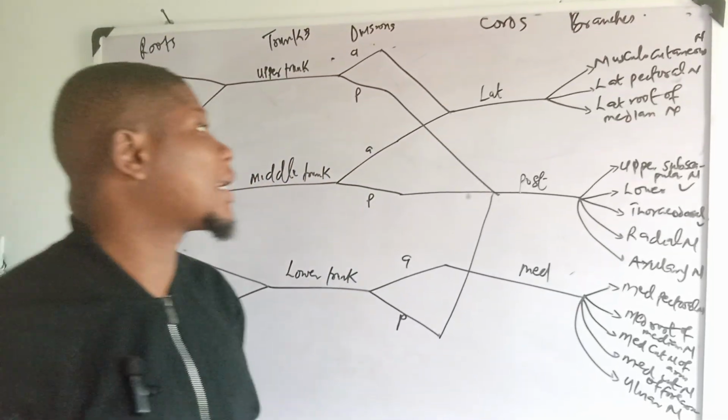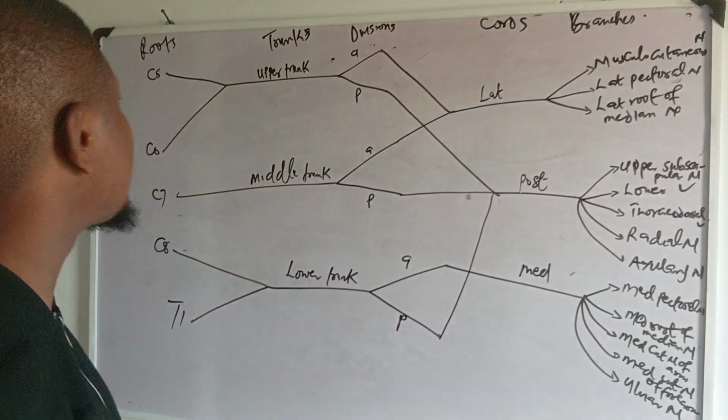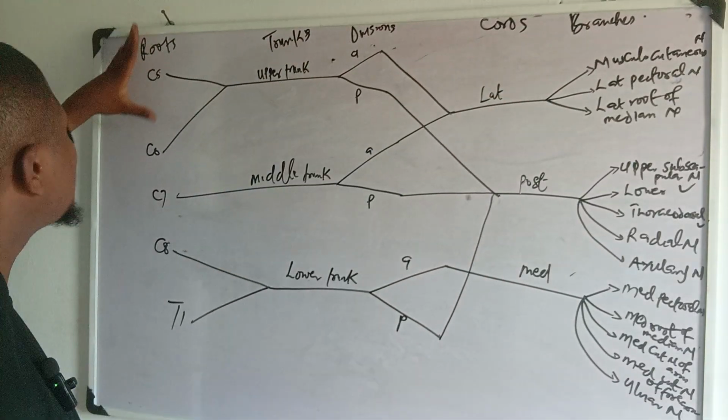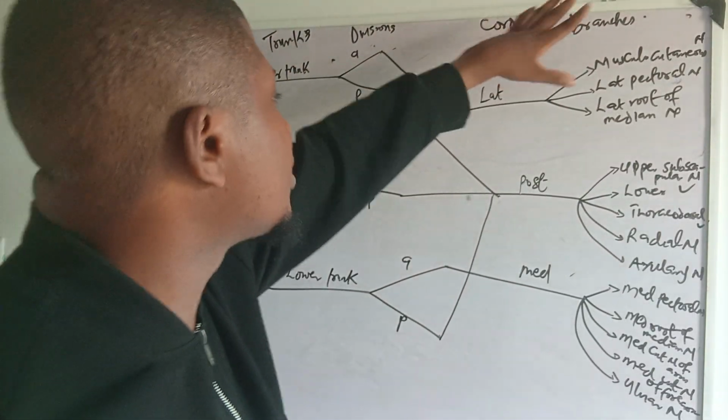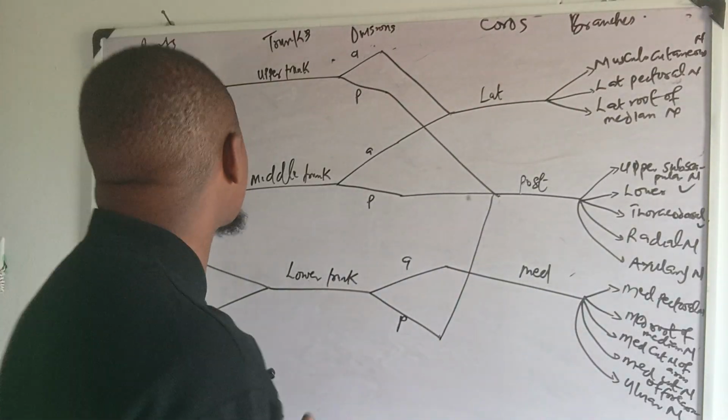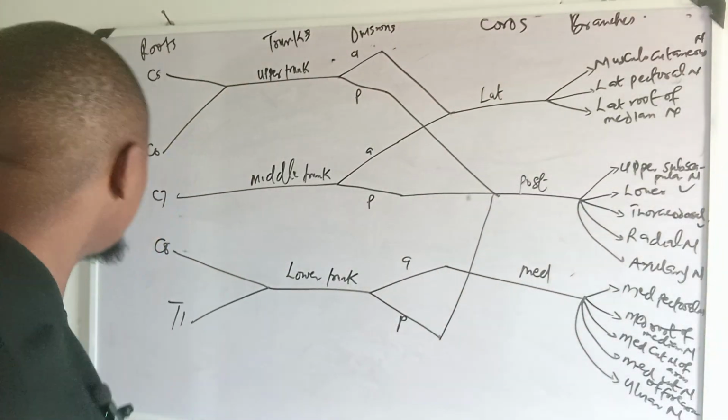Okay, so welcome back. We are talking about the diagram of the brachial plexus. I think you have seen the roots, the trunks, the divisions, the cords, and the branches. The popular thing they normally ask you here is the nerve roots. So let's trace this.